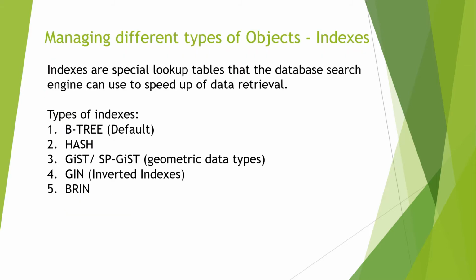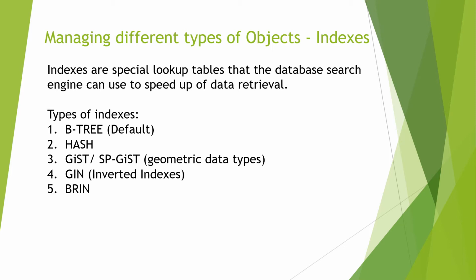So indexes are special lookup tables that the database search engine can use to speed up data retrieval. There are different types of indexes in PostgreSQL. The first one is B-tree, which is the default one, which supports multiple operators like equal to, not equal to, greater than or equal to, less than or equal to, and so on. Coming to hash index, which supports only the equal operator.